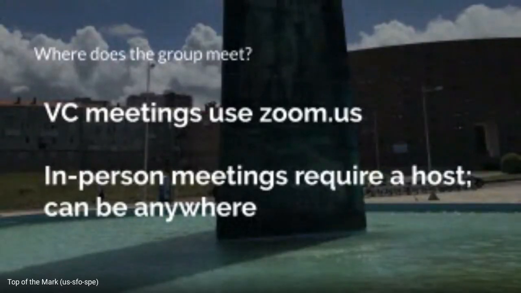So where does the group meet? Like I said, the VC meetings, we use Zoom. It's actually pretty convenient for us. It allows a good number of people to sign in and chat and so on. And again, the in-person meetings can be anywhere, but they require a host. Picture in the background here is actually an obelisk and a reflecting pool in A Coruña. It's hard to tell because the obelisk is clipped, but it actually keeps going up from there.